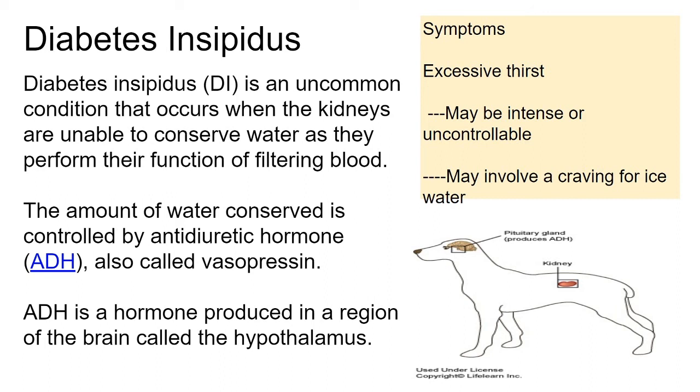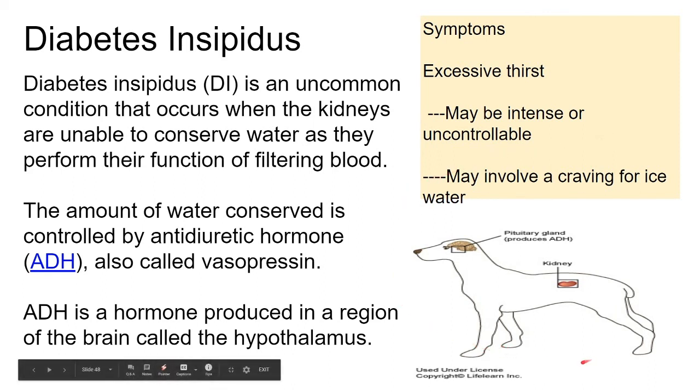Diabetes insipidus is an uncommon condition that occurs when the kidneys are unable to conserve water as they perform their functions of filtering blood. The amount of water conserved is controlled, as we said, by the ADH, and the ADH hormone is produced in a region called the hypothalamus. Some symptoms of this can be excessive thirst, because if you're not able to conserve your water, you're going to be thirsty all the time, and it involves cravings for water or ice.